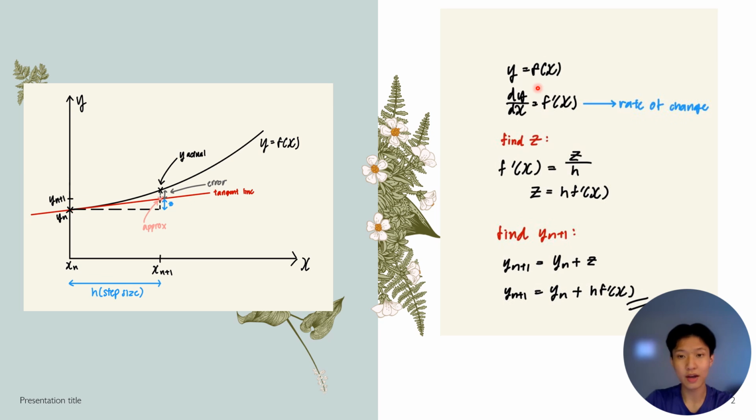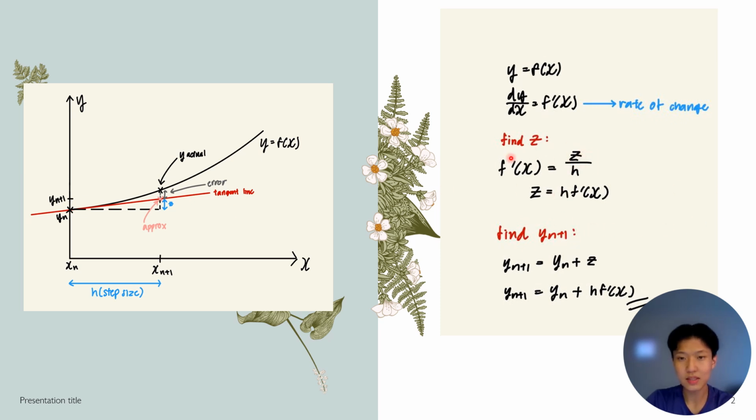y equals f(x), dy/dx equals f'(x), which is also known as the rate of change. So, in order to find z over here, we use f'(x) equals z over h, which is also known as rise over run. Rise over run is equal to rate of change. So, your z here is your rise, and your h here is your run.